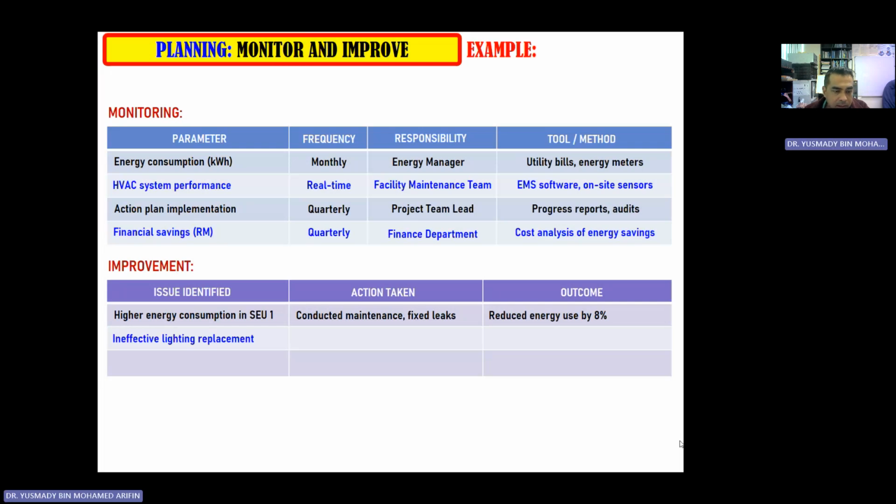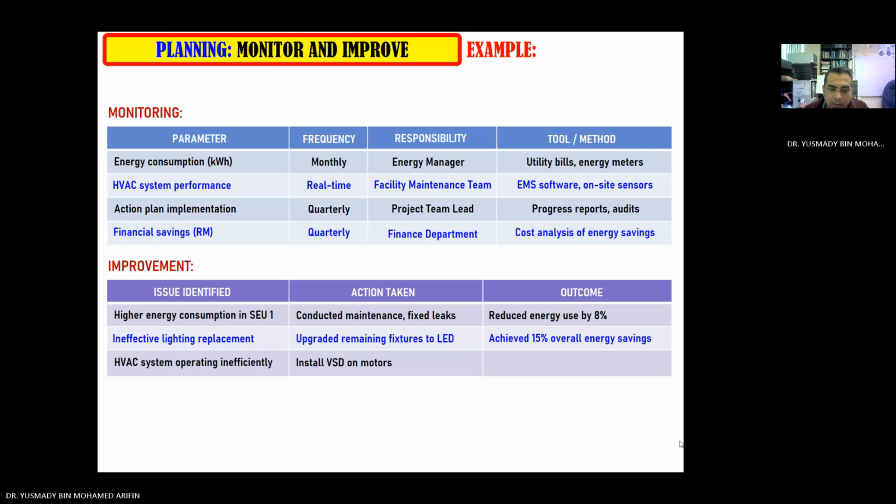Second issue, ineffective lighting replacement. So action taken, upgrade remaining fixtures to LED. So achieve 15% overall energy saving. And the third issue identified, HVAC system operating inefficiently. So action taken, install VCD on motors.